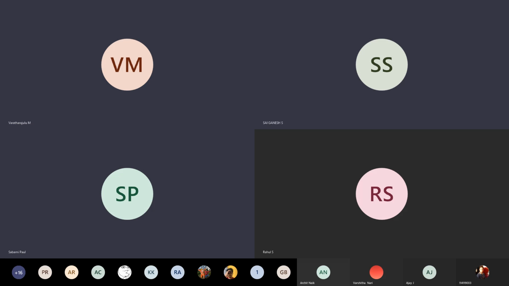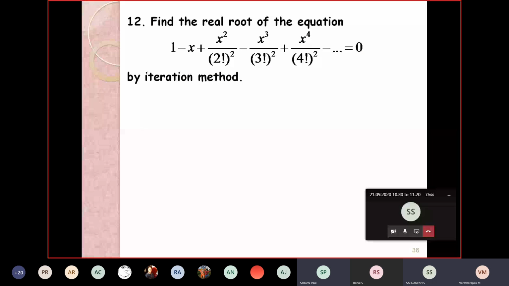Concerning today's problem, we find the real root of the equation as given in the presentation, and we wish to solve the given problem with the aid of the iteration method. What do we do in the iteration method? The given problem has to be considered as f of x.